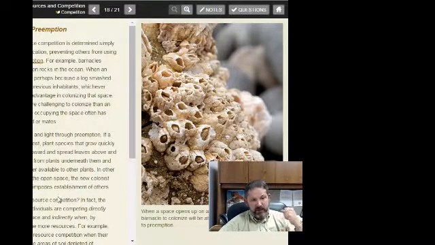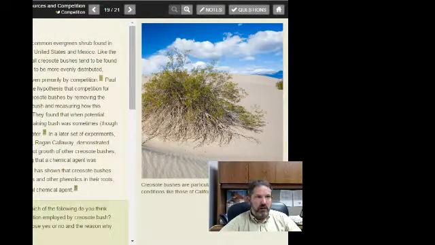Preemption is just being the first on the spot. This could be animals or plants. So when there's a space open, being the first to fill that space. This even applies to business, right? When some new opportunity opens, if you're the first, then you have kind of a first mover advantage. Doesn't mean you'll be the one to last forever there, but it gives you some advantages.